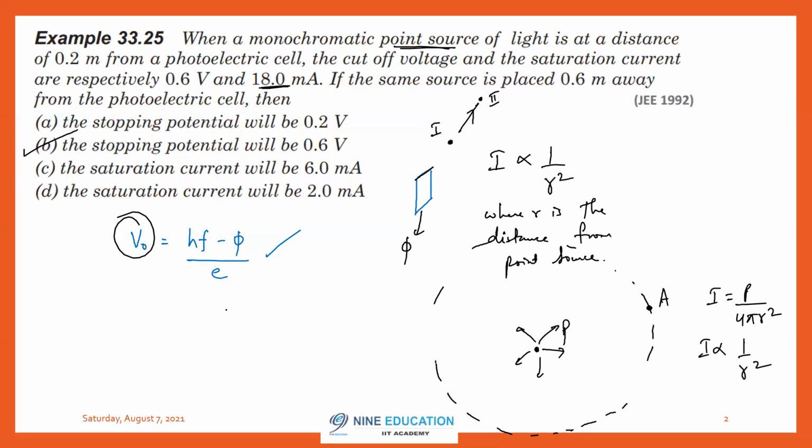And I already know that saturation current is proportional to intensity, and intensity is proportional to 1 by r square. This is very important. Saturation current is directly proportional to intensity, because intensity will decide the number of photons incident, and the number of electrons that are coming out. Intensity is directly proportional to 1 by r square. This is one important relation that you need to keep in mind.